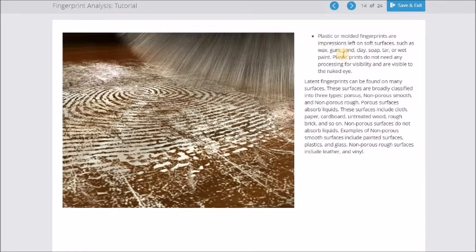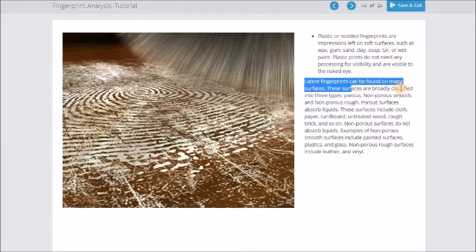And then you have plastic or molded fingerprints. They're what's left after your finger got stuck into something plastic, like wax or gum or sand or clay or soap, tar, wet paint. There's a print that's left in there too. Plastic prints don't need any processing for visibility, and you can see them with the naked eye.